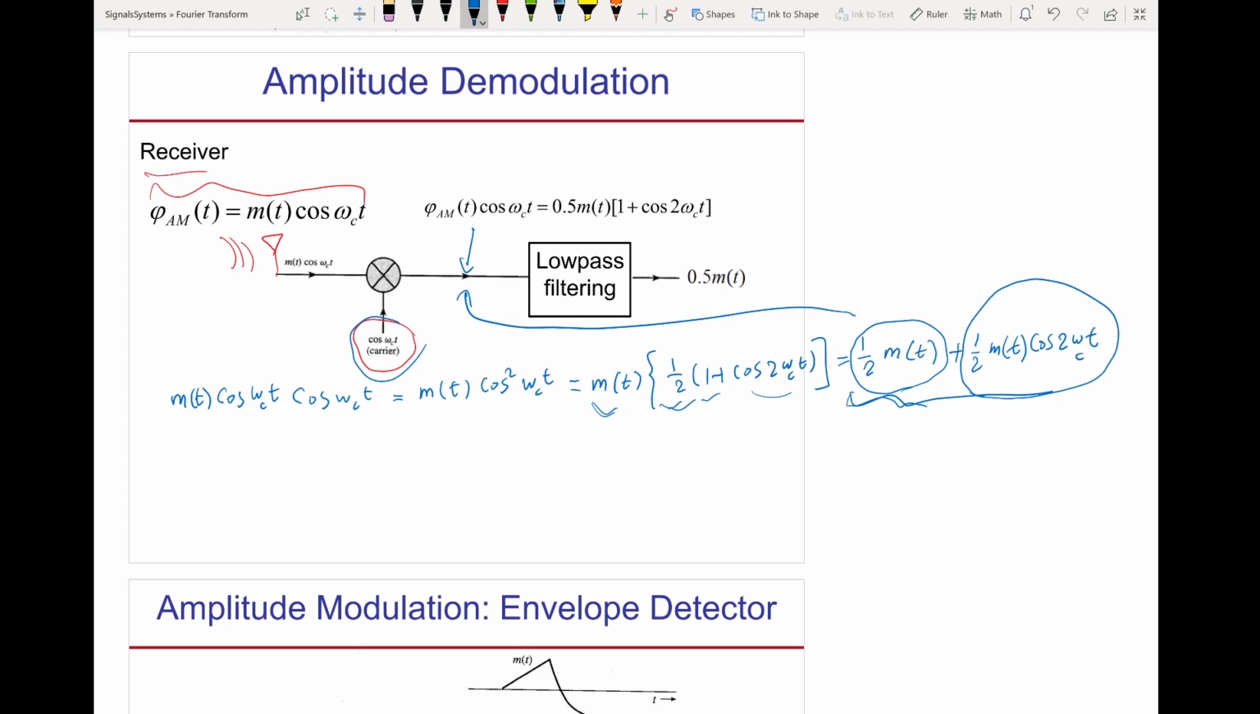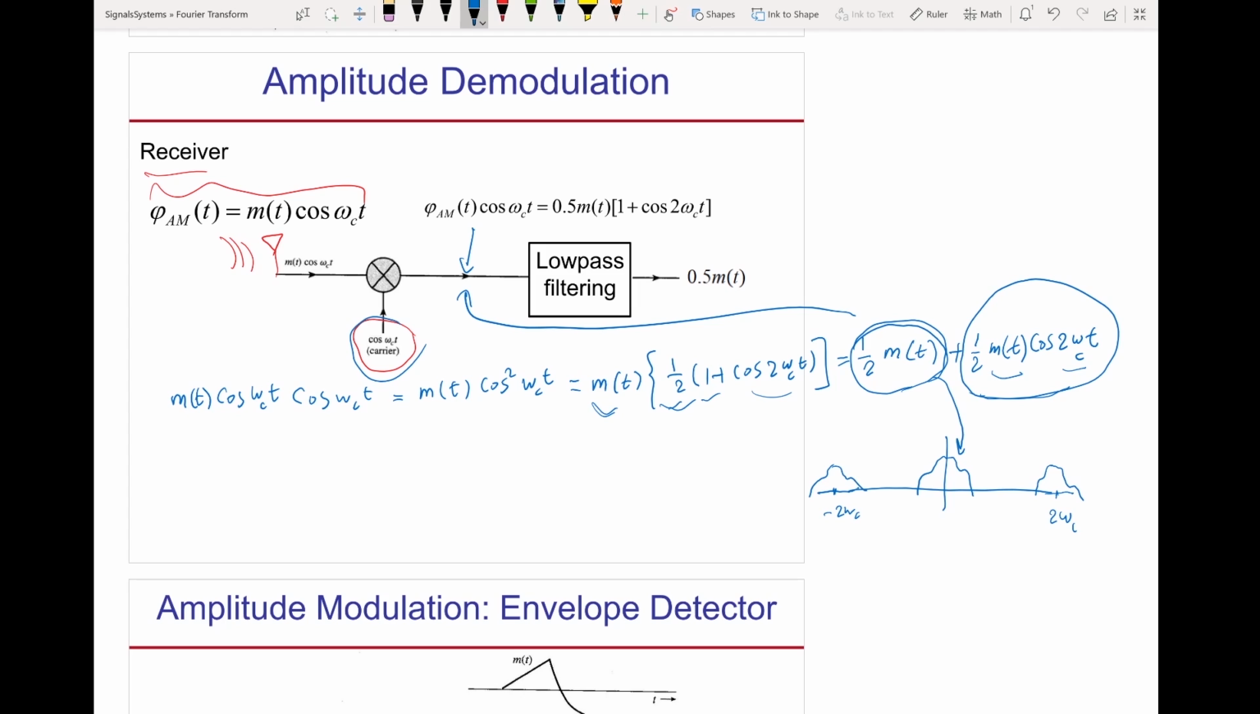If we look in the Fourier transform, it's easy to figure out what's the next step. Because if I plot the spectrum of this signal, I get the spectrum of half m of t gonna be, let's say, something like this. This is the spectrum of this part. Now the spectrum of this one will be again the spectrum of m of t, but centered around 2 omega c and minus 2 omega c. So it will be here, 2 omega c and minus 2 omega c.